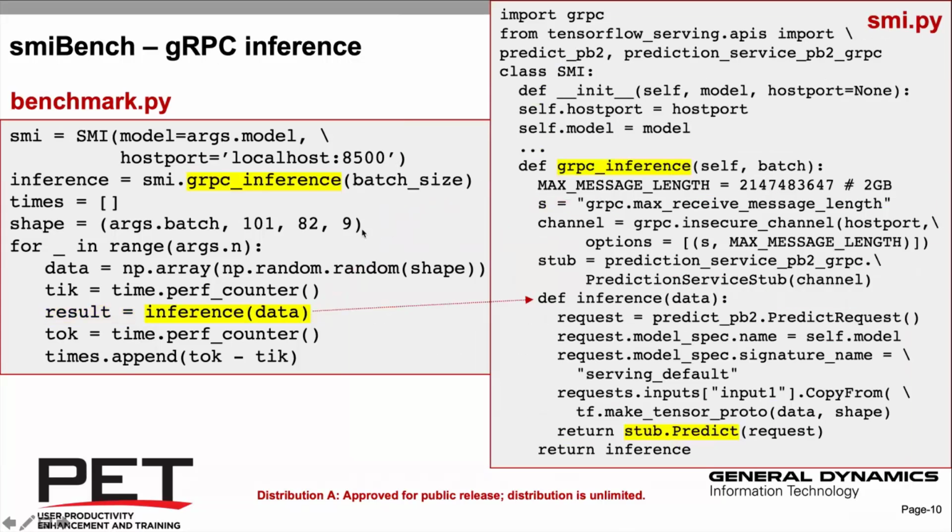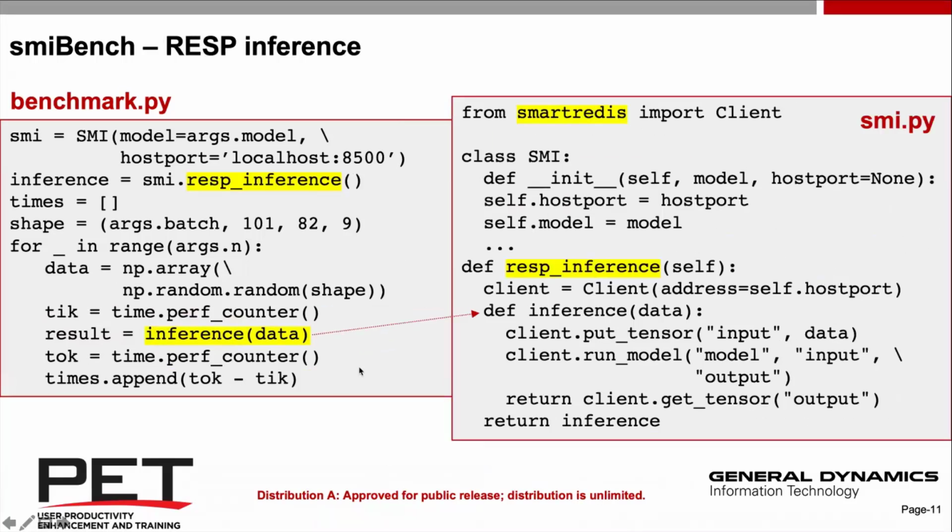We can do the same kind of thing using our gRPC inference method here. And you can see that the gRPC inference function is more complicated than HTTP. We can do the same thing again using RedisAI, in this case using the client module from SmartRedis, which is part of SmartSim that HP Cray Labs has been developing.